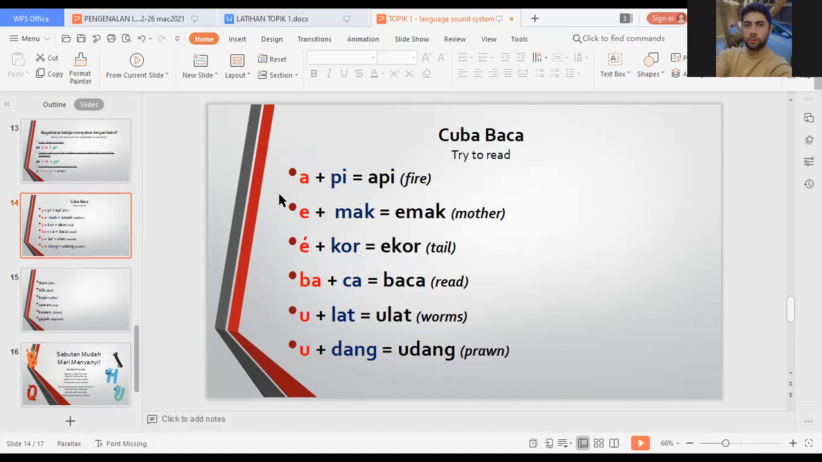Salwa, can you read first? Api. Yes, api. So the sound is api. Second one, emak. So pronounce it. Emak. Yes. And then ekor. Ekor. Yes, very good. And then baca.